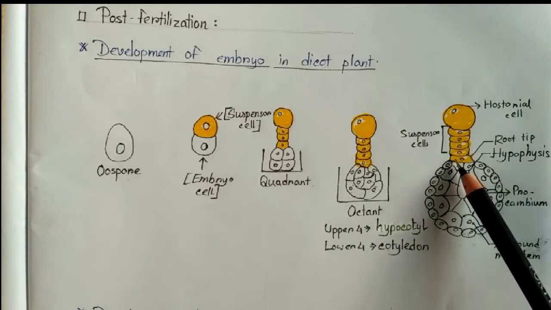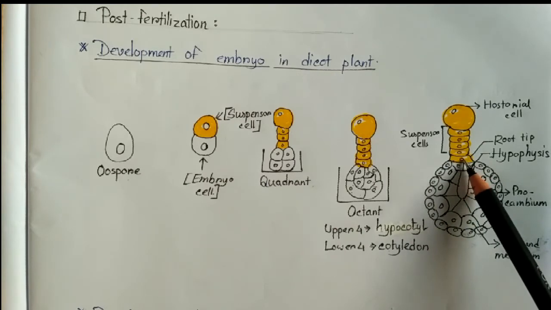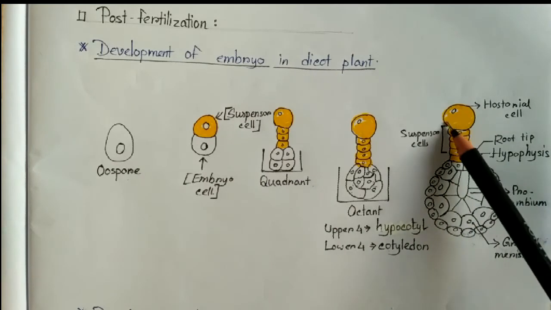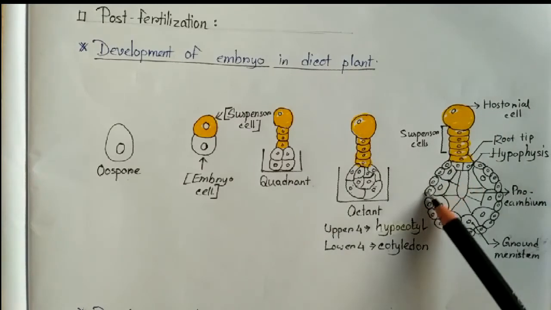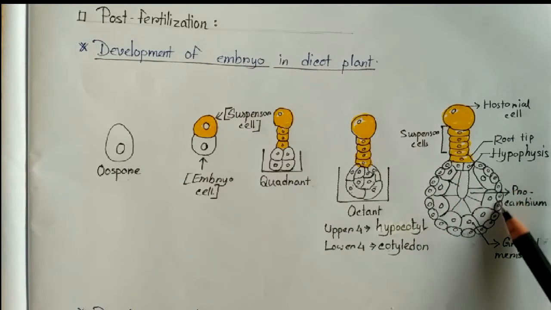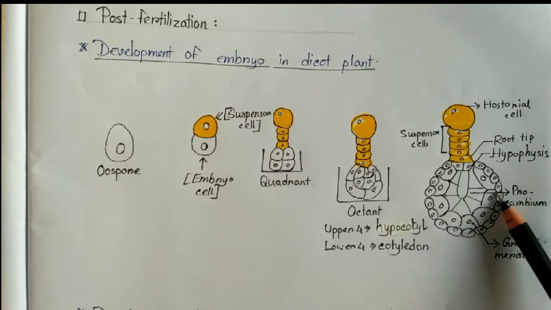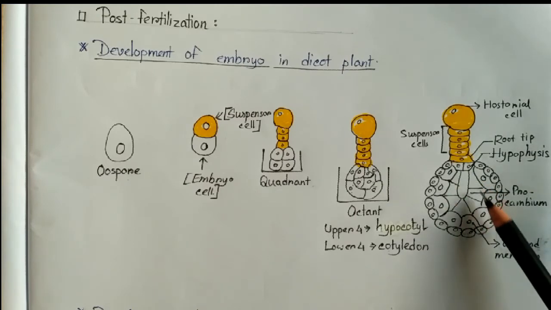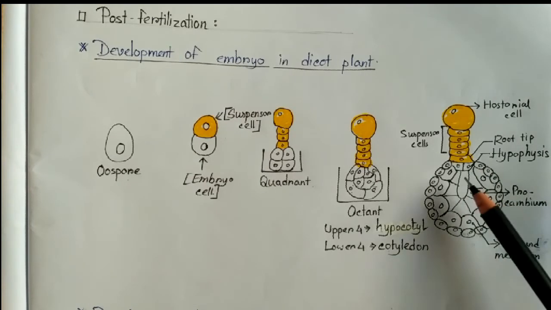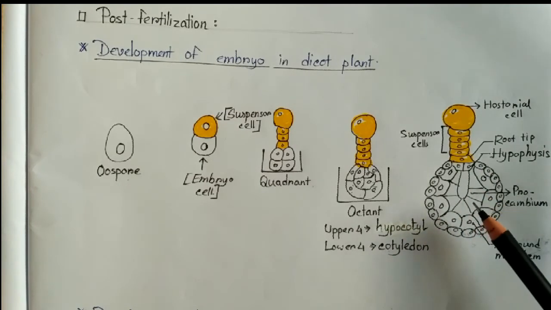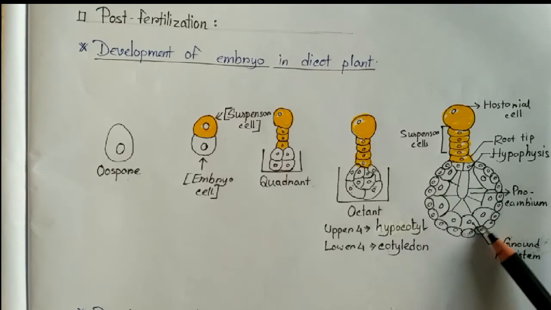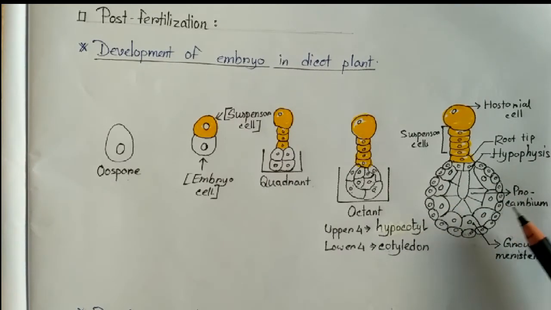The lower portion of the suspensor cell forms the root tip, and this is the haustorial cell. Outer surface cells form meristem. Of these, some cells form ground meristem, and the inner cells form procambium or the cork portion of the plant. When the embryo is developed, these cells are destroyed and new cells evolve. This is the development procedure of a dicot plant.